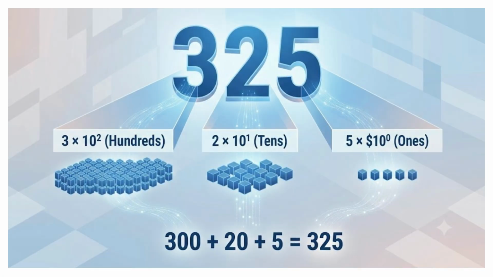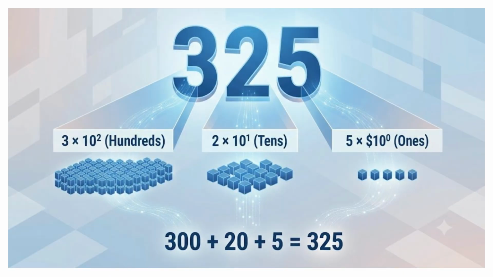Let's see how positional notation works, using the number 325. Although the number contains only 3 digits, each digit has a different value because of its position. The digit 3 is in the hundreds place, so it represents 3 times 10 to the power of 2, which equals 300. The digit 2 is in the tens place, so it represents 2 times 10 to the power of 1, which equals 20. The digit 5 is in the ones place, so it represents 5 times 10 to the power of 0, which equals 5. When we add these values together, we get 300 plus 20 plus 5, which equals 325.